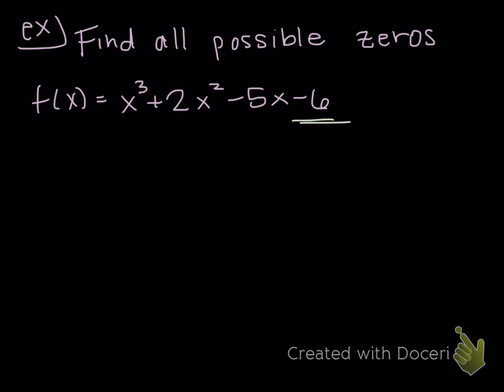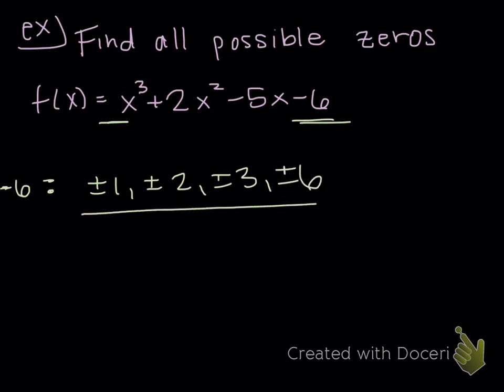So our constant term is -6. Our leading coefficient is 1. So our factors of -6 would be plus or minus 1, plus or minus 2, plus or minus 3, and plus or minus 6. So the reason we put plus or minuses on there is a positive 1 and a -6 gives me -6. Well, a -1 and a positive 6 gives me -6. So we need all variations.